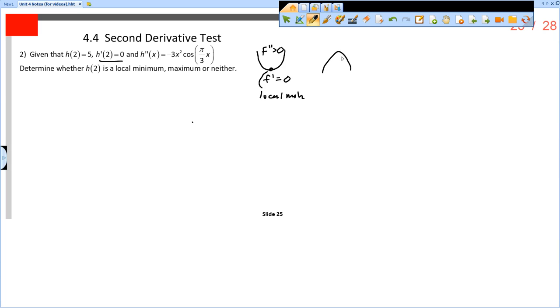All right. If we have a local max, once again, we know that f prime is 0, but then f double prime is less than 0, right? Because this is concave down. And so we could say we have a local max.